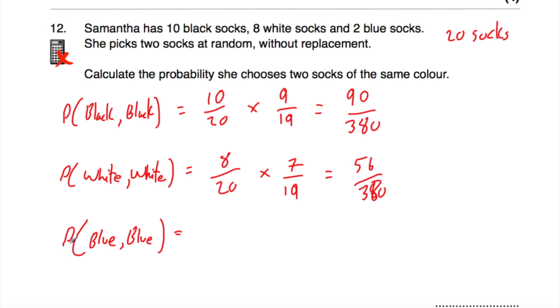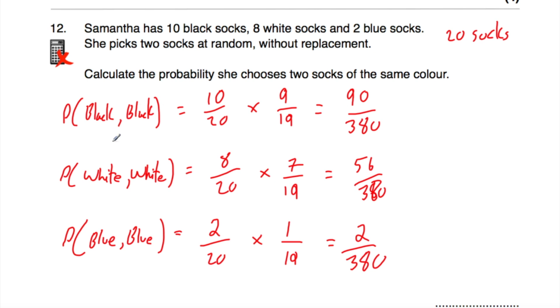And then finally, the probability that Samantha chooses 2 blue socks, well, there's 20 socks and 2 of them are blue, so the probability that the first sock selected at random is blue would be 2 20ths. And then if one of those blue socks is taken away, that means there's 19 socks and one of them's blue, so the probability that the second sock is blue is 1/19. And then if we do 2 20ths times 1/19, we times the numerators, that'll be 2, and times the denominators, that's 380 again.